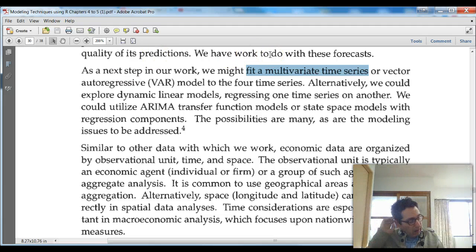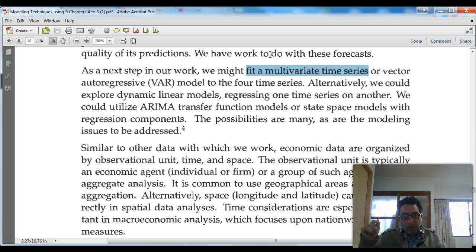ARIMA transfer function models, or state space models. Basically that means using an input of a time series and also output of a time series, but that makes it sound complicated. Using consumer confidence to predict employment rate, right? Just a typical thing, but both of those are time series, so we have a special name for it. The possibilities are many, as are the modeling issues to be addressed.